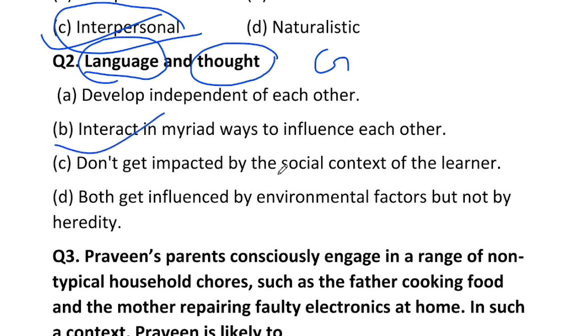Let's see. Don't get impacted by the social context. No, this is not right. Both get influenced by environmental factors but not heredity. No. As I said, development is the product of environment and heredity. So the right answer will be interact in myriad ways to influence each other.